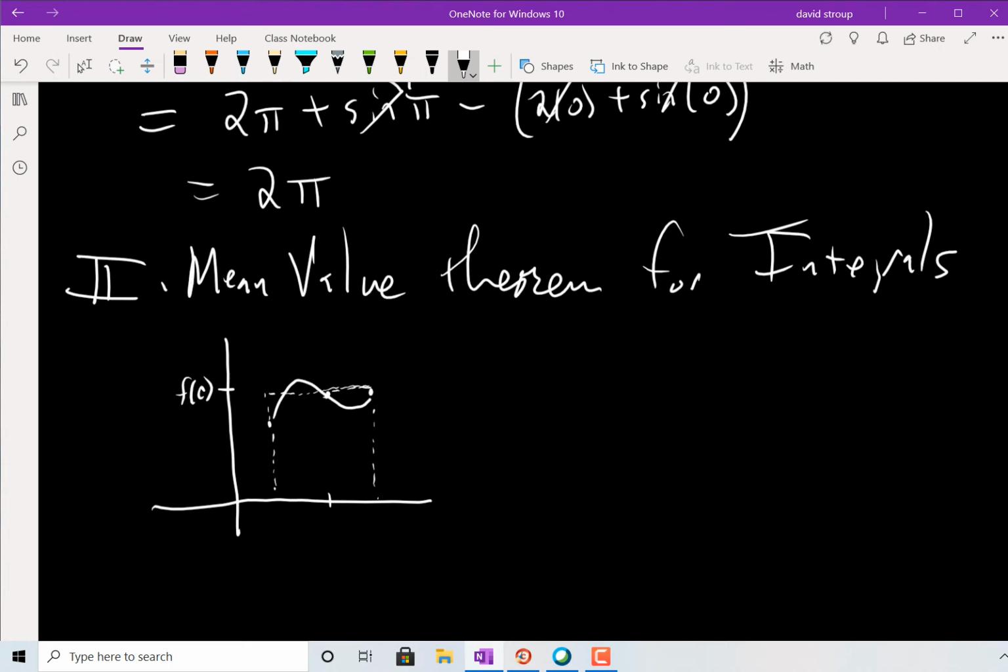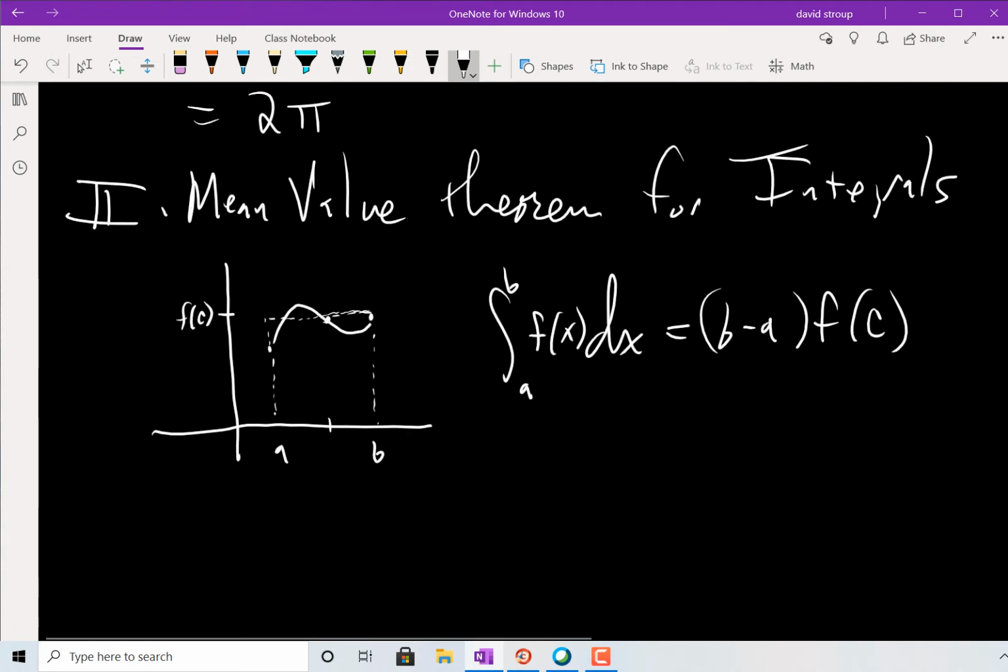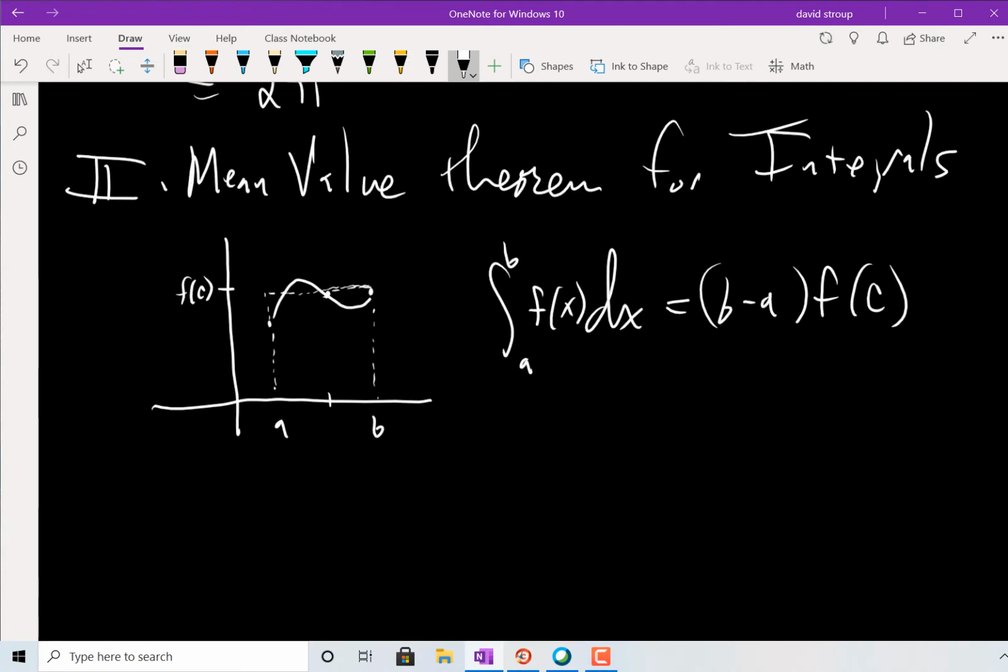Okay, so if I'm going from a to b, the area underneath the curve given by the integral of f of x dx from a to b is equal to the area of that box, which is basically just b minus a times f of c. Okay, so that's the mean value theorem for integrals.